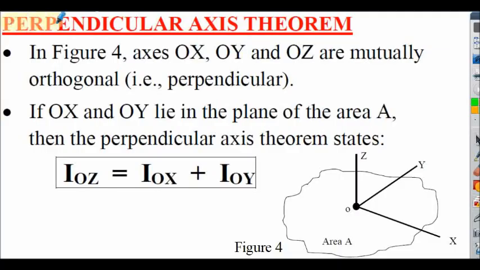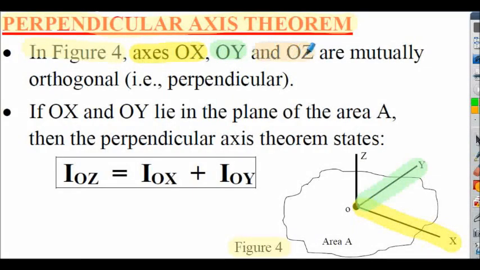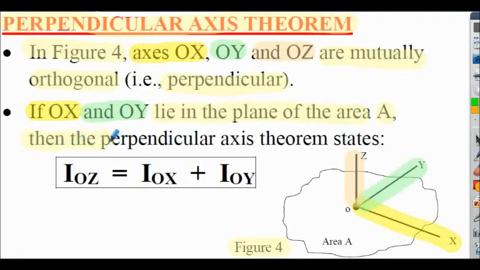Let's consider the perpendicular axis theorem. So in figure 4, shown here, axes OX, here, OY, here, and OZ, shown here, are mutually orthogonal to each other. In other words, they're perpendicular to each other. If OX and OY lie in the plane of the area A, then the perpendicular axis theorem states the following. The IOZ is equal to the IOX plus the IOY.